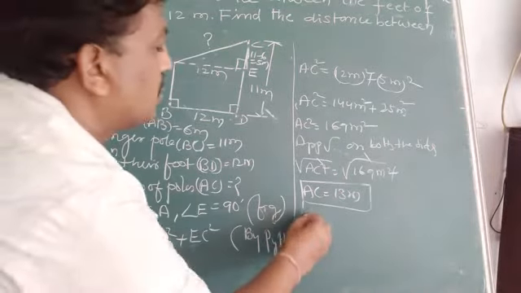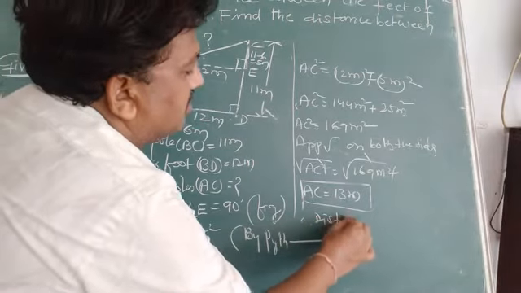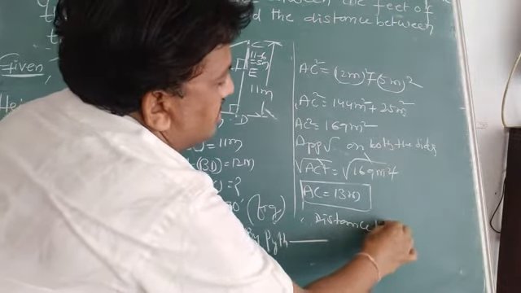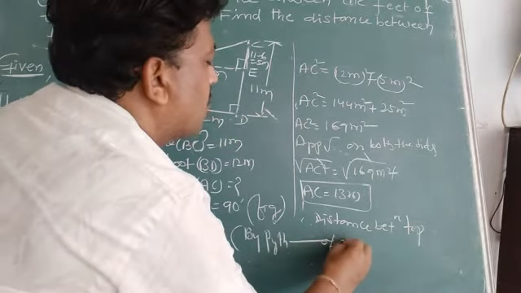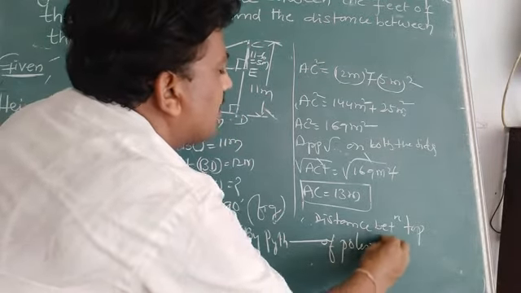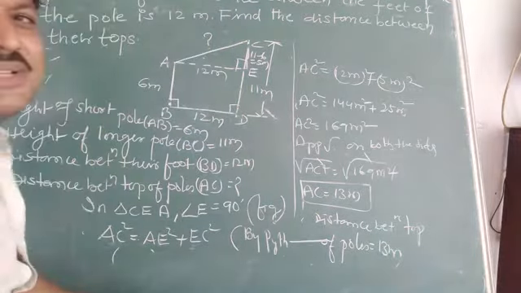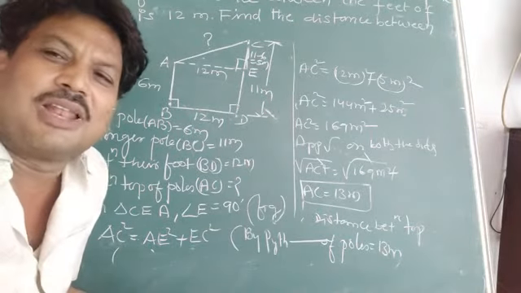So therefore, the distance between the tops of poles is equal to 13 meter. Is it not so simple?